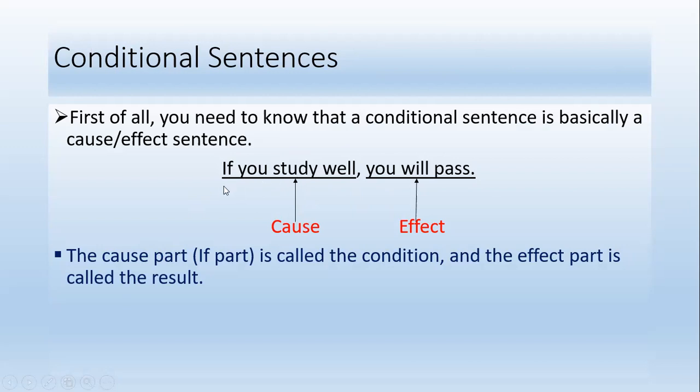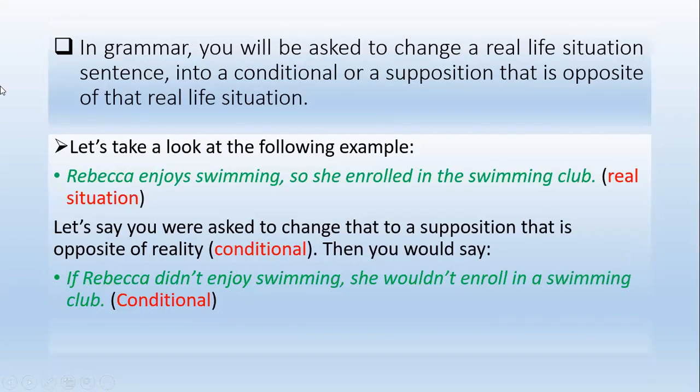So the cause is the part including if, okay? And we call it the condition. In this condition, which is if you study, which is the cause, that effect will take place, or that would be the result. In this situation, or in this case, which is the cause, that would be the result. All right? Now, in grammar, you will be asked to change a real-life situation sentence into a conditional, or we can also call it a supposition that's opposite to that of the real-life situation.